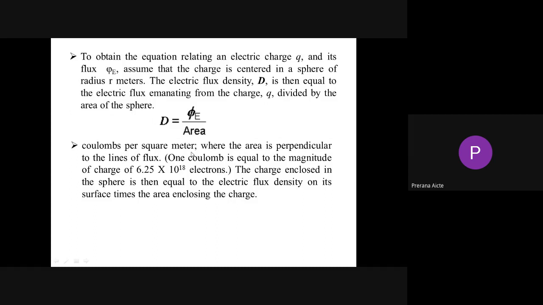The charge enclosed in the sphere is then equal to the electric flux density on its surface times the area enclosing the charge. Here D is equal to Q divided by 4 pi r squared, from the above equation. Therefore, Q is equal to D times 4 pi r squared, where D is the electric flux density and 4 pi r squared is the area of the sphere.